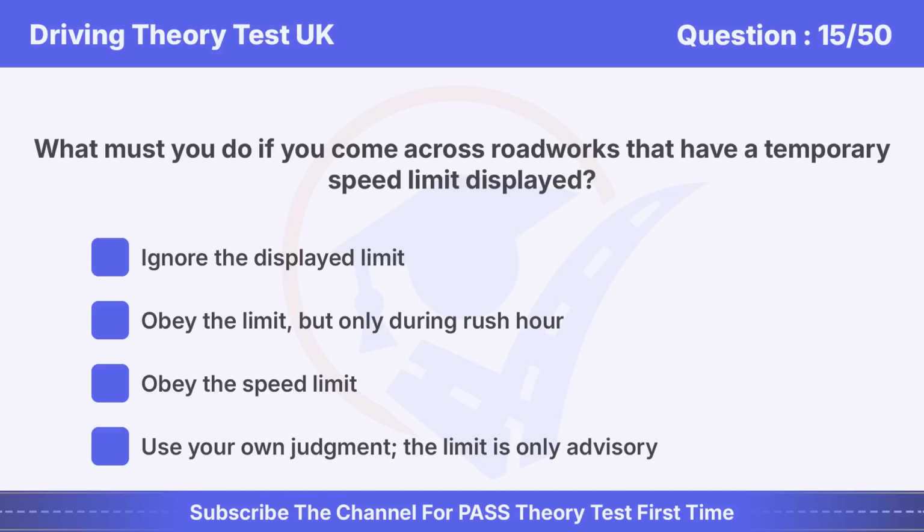Question 15. What must you do if you come across roadworks that have a temporary speed limit displayed? Option A, ignore the displayed limit. B, obey the limit, but only during rush hour. C, obey the speed limit. D, use your own judgment. The limit is only advisory.